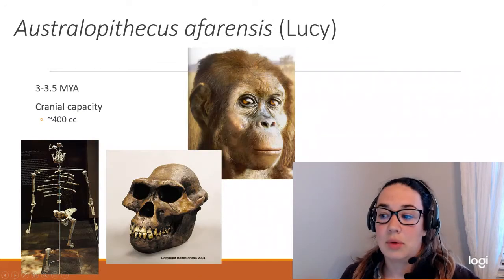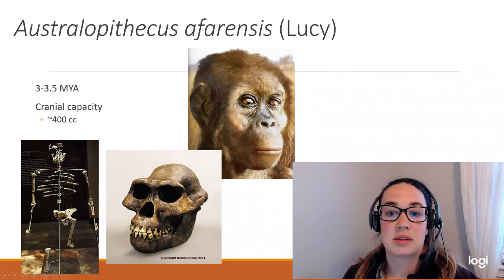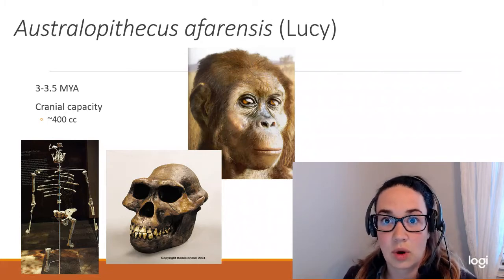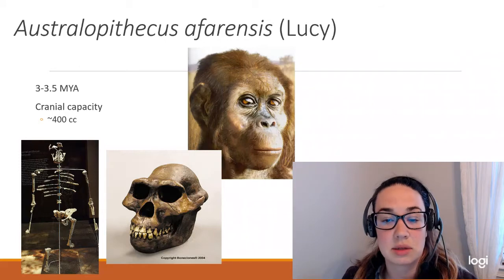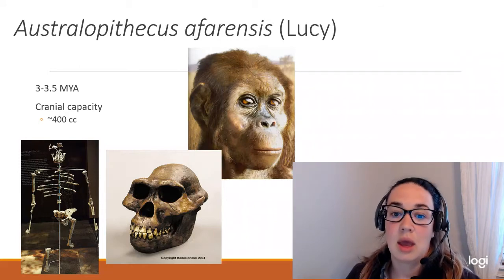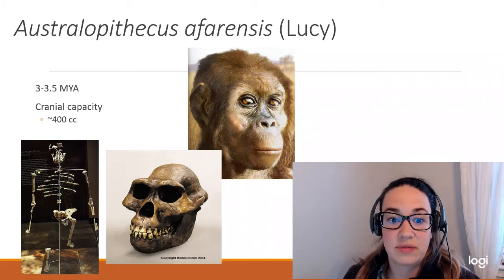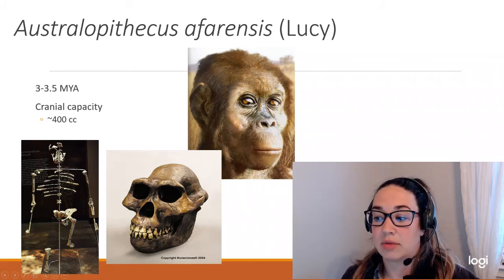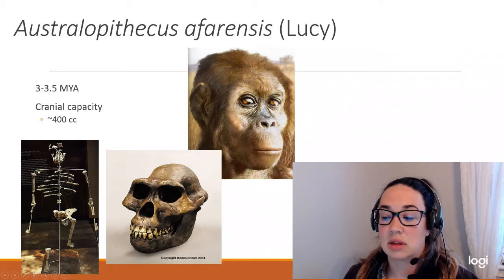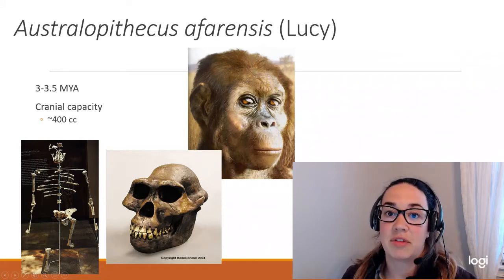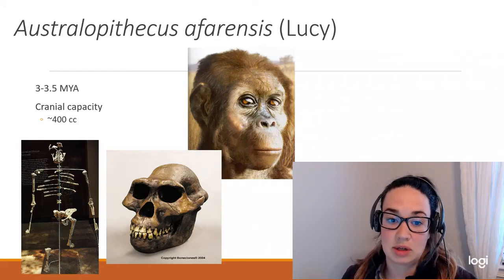Okay, so now we're moving along to Australopithecus afarensis. This is what we know as Lucy. You may have been familiar with Lucy. This was one of the most complete skeletons found of one of our long ago ancestors. This is approximately 3.5 million years ago to 3 million years ago.